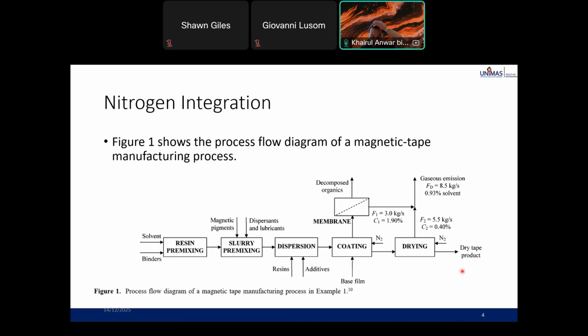Example one. Figure 1 shows the process flow diagram of a magnetic tape manufacturing process. If you refer to the paper, first picture. Coating reagents are dissolved in an organic solvent and form a slurry mixture. The slurry is then suspended in resin binder and special additive.